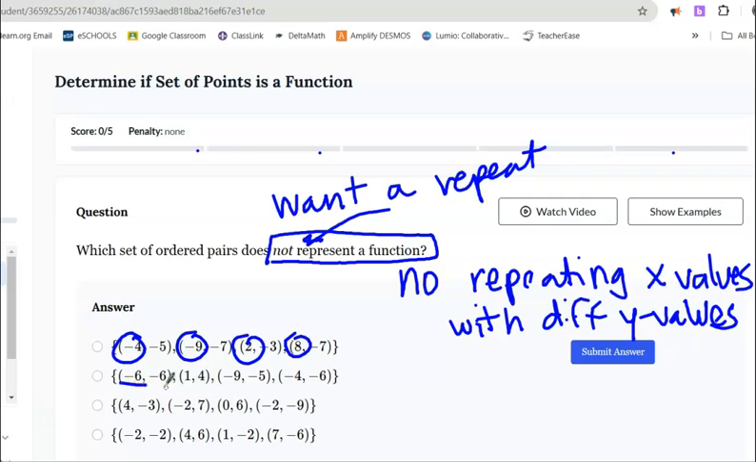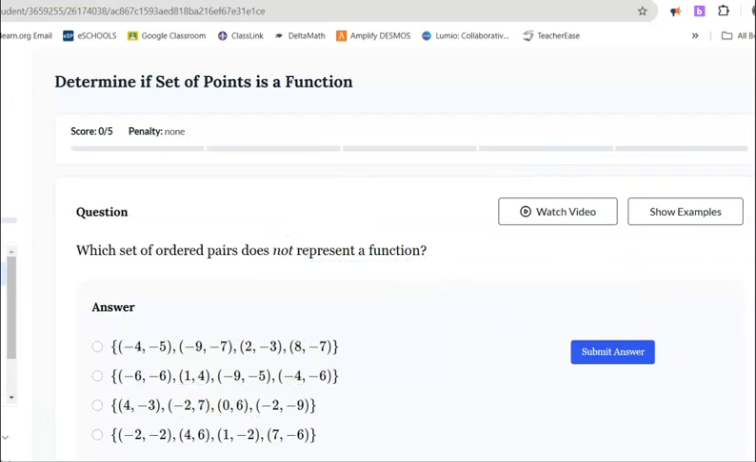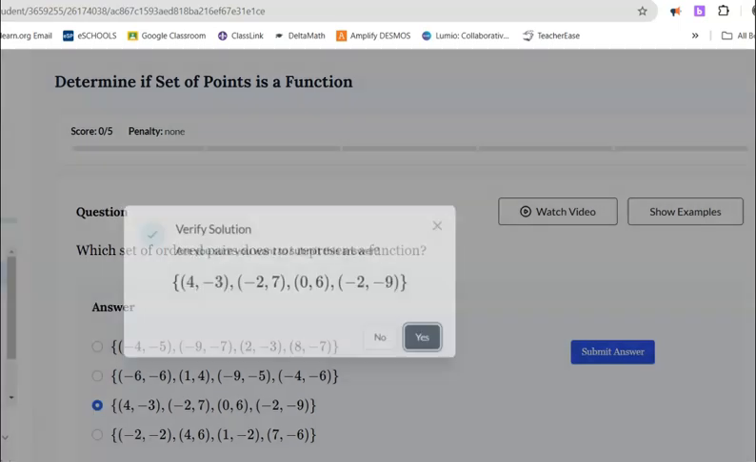No repeats here. No repeats there. Here's a repeat. So that makes this the answer.